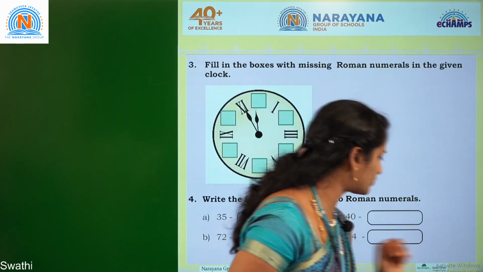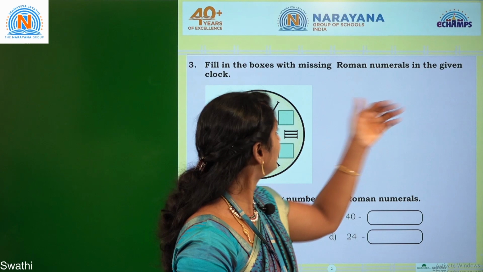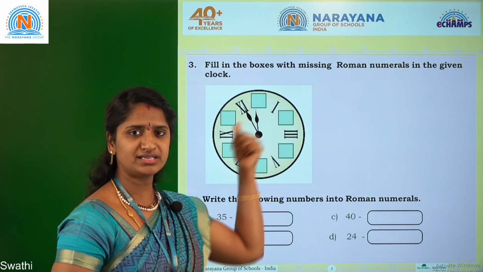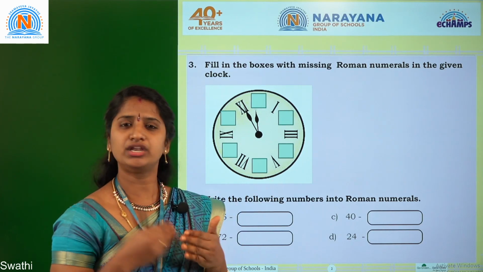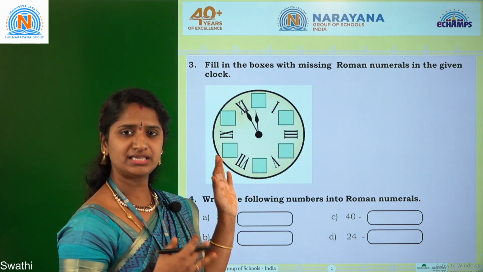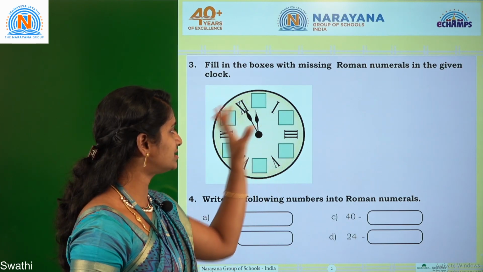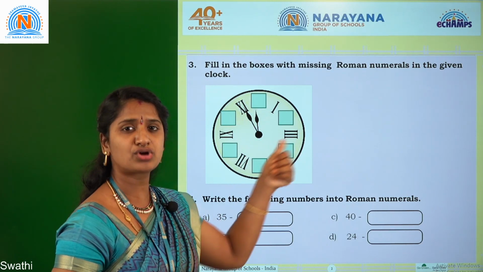So let us check the next question here. Fill in the boxes with the missing Roman numeral in the given clock. Have you seen this clock, children, before? Yes, it is available in your homes and especially railway stations. We can see this type of clock. So here in this clock they have given the Roman numerals. So it is not numbers, it is Roman numerals.